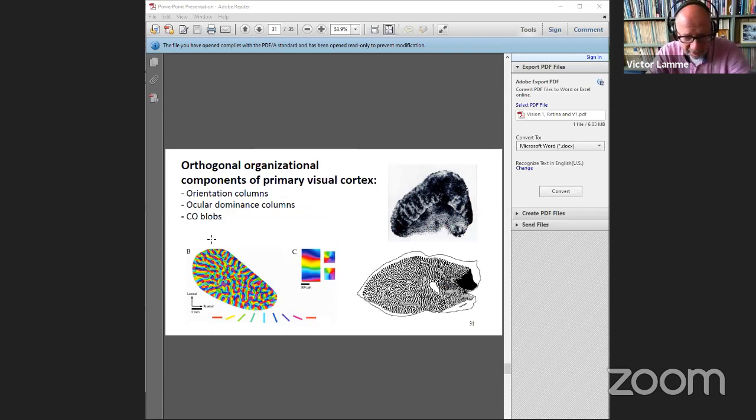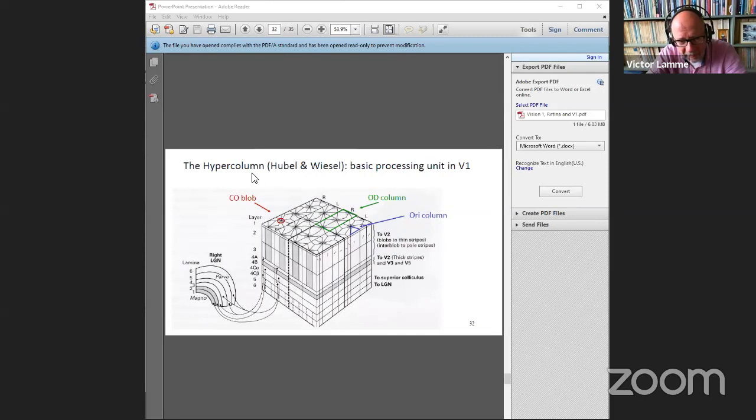And that's explained here. You have all these different organizational components of primary visual cortex. Now, how can you combine all these, because they're all present if you measure them independently? Well, this is what Hubel and Wiesel called the hypercolumn, which is shown here. This is one hypercolumn, and there are 4 in total here.